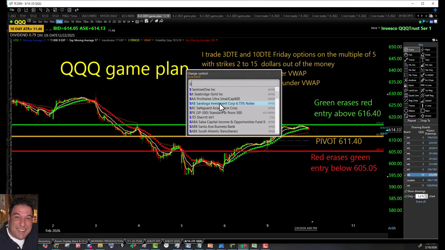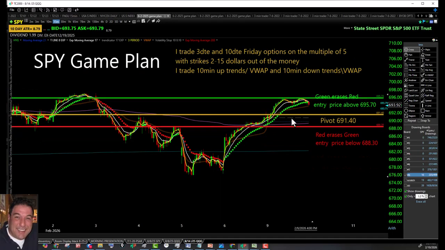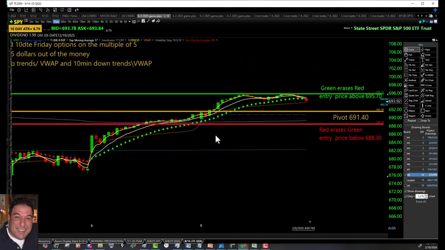All right, so let's go check out the SPY. SPY has a game plan as well. SPY pivot, 691.40. Above it, I'm a bull. Below it, I'm a bear. You've got the red erases green entry right over the highs of yesterday, that double top, so over 695.70. Closing candles up there, that's a bullish entry. Red erases green underneath: if you look closely, there's a tail right there that cuts through that green ball. So that's red erases green right underneath that tail. If we break the bottom of that tail, that would be a red erases green entry underneath 688.30.